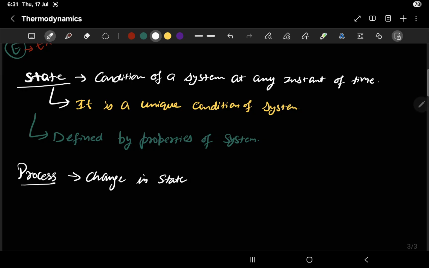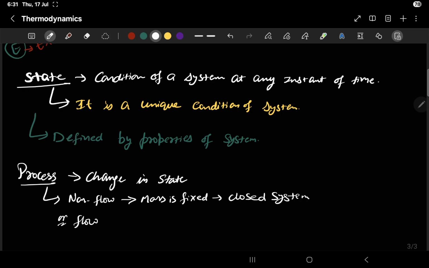This process may be a non-flow process or a flow process. A non-flow process is where the mass is fixed, as in a closed system. So in case of a closed system, there is a non-flow process. For a flow process, the mass is not fixed, or there will be a transfer of mass present there, and this type of process occurs for the open system.